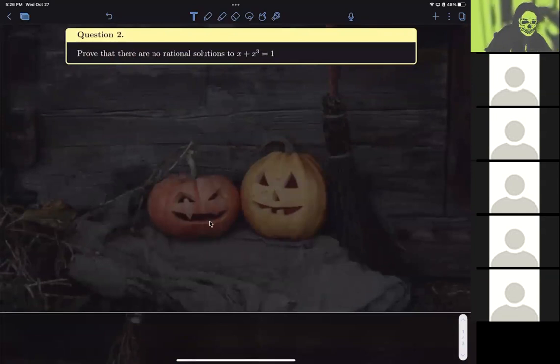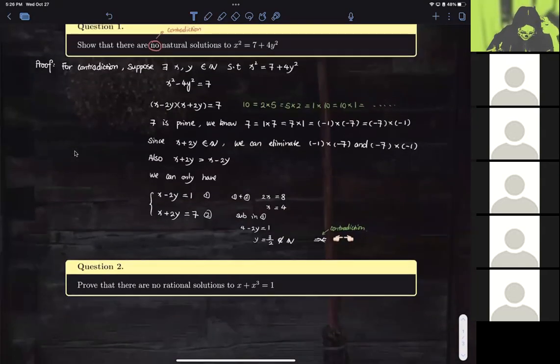Let's do the second one. Can't waste time. We have a lot of stuff to do. Go back. Okay. The second one says, prove that there are no rational solutions. This is pretty simple as well. I'm pretty sure all of you know how to do it already.